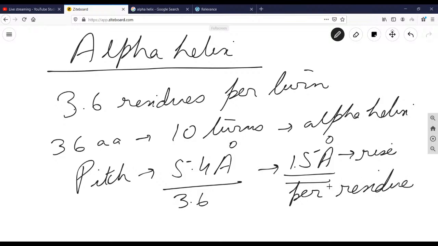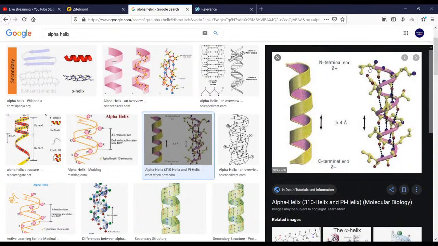Number of residues per turn is 3.6. The pitch of the helix, or the length of the helix, is 5.4 angstrom. Here 3.6 amino acids are there. What is the distance between the two? 5.4 by 3.6 amino acids will give you 1.5 angstrom. Okay, that is known as rise. This length is known as the pitch. 3.6 amino acids are present and that is rise. Now you will see here these bonds.